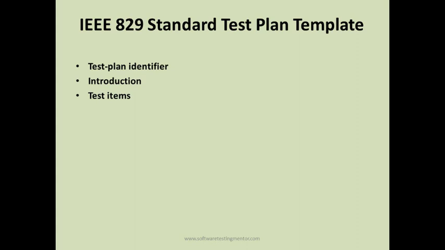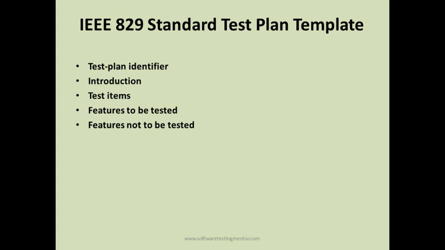Then you mention what the test items in the project are. For example, you have 10 modules. What are the modules that are in scope and need to be tested? So what are the test items that need to be tested in the test cycle? Then what are the features to be tested? So suppose there were 10 items to be tested, then what are the specific features in those items that you need to be testing? Then what are the features that are not going to be tested?